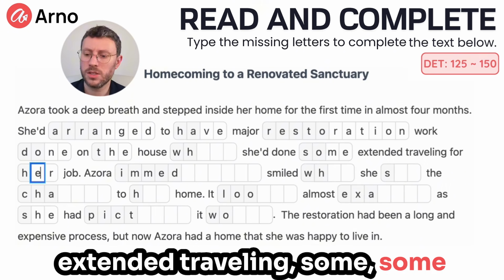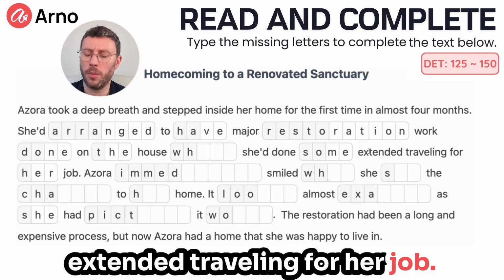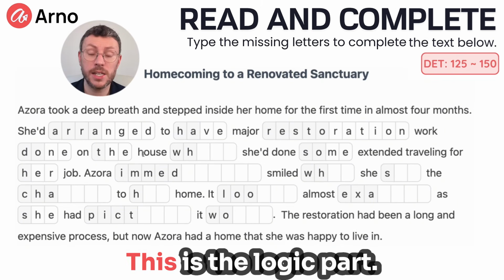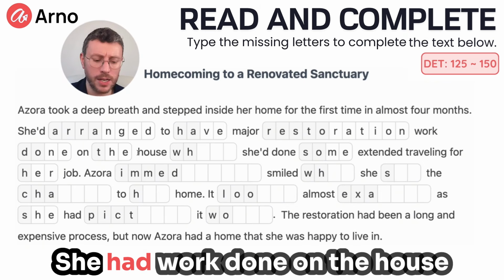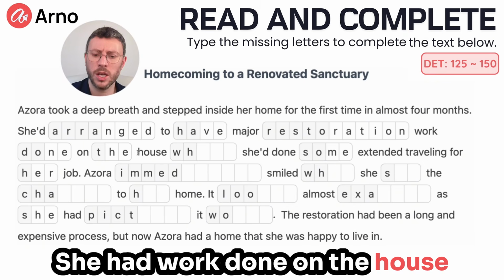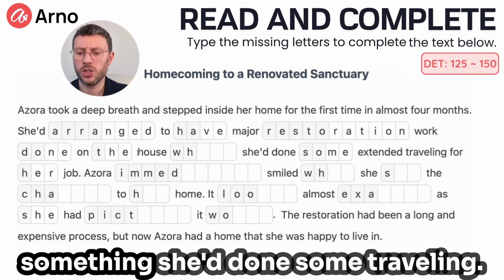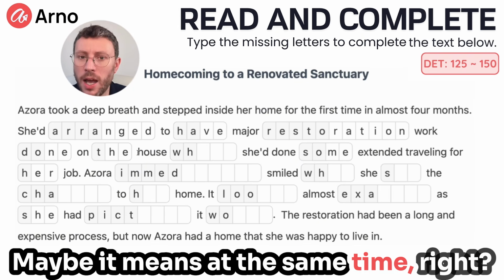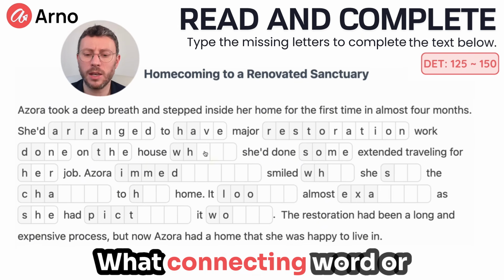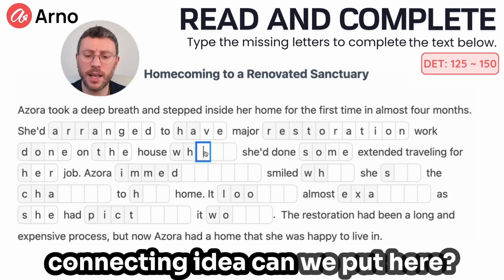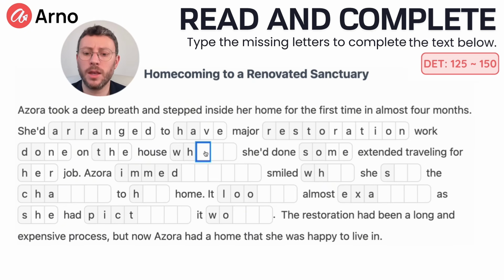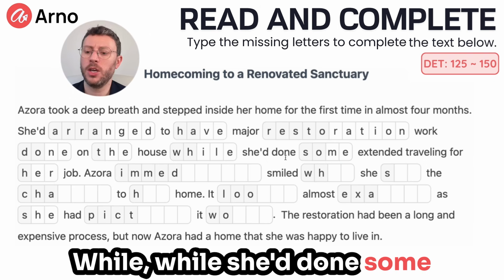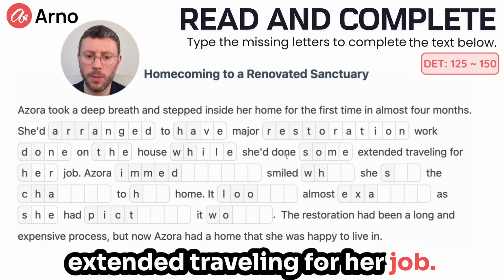She'd done something extended traveling for her job. So she had some work done on the house. This is the logic part. She had work done on the house. Something, she'd done some traveling. Maybe it means at the same time, right? What connecting word or connecting idea can we put here? While, right? While she'd done some extended traveling for her job.